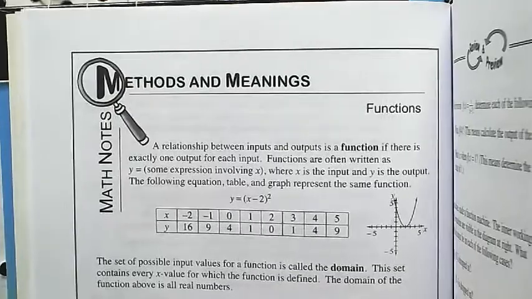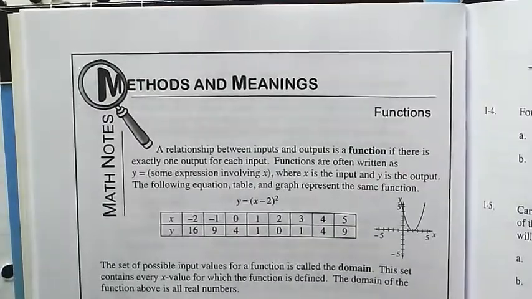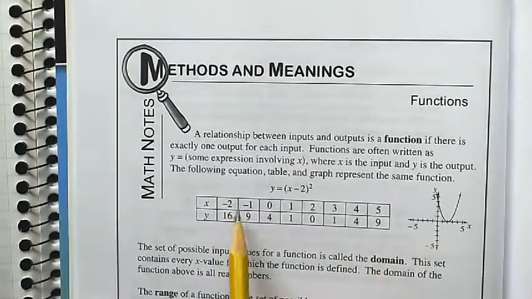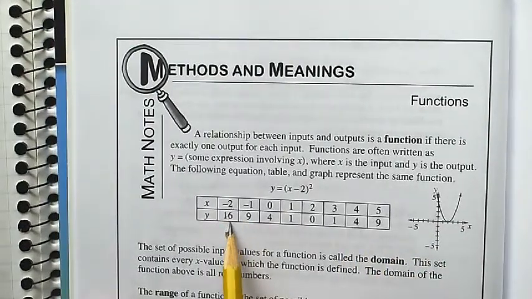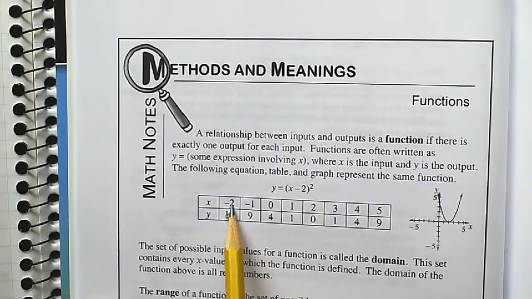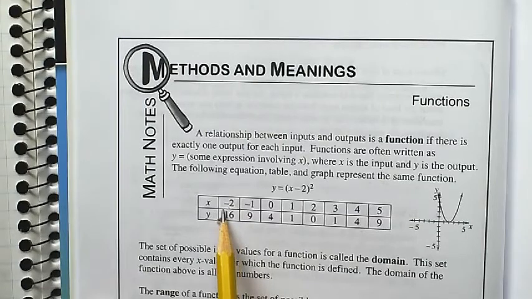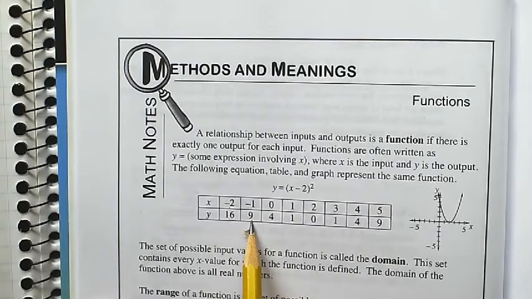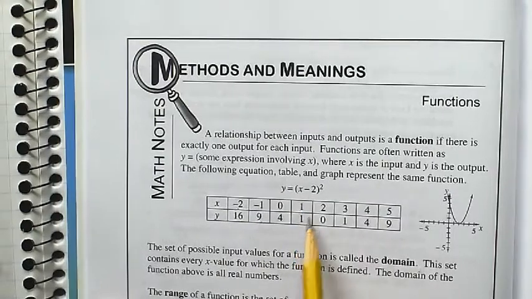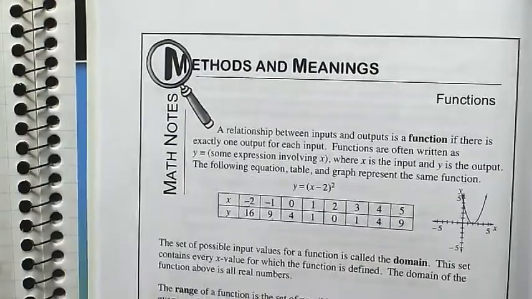In Math 1, I'm not sure if you had the soda machine problem. If I put -2 in the soda machine, if I put Coke in the machine, I get a Coke. If I put -2 in, I get 16. If I put -1 in, I get 9. Pepsi, I get a Pepsi. If I press Sprite, I get a Sprite. For each input, I'm getting exactly one output.